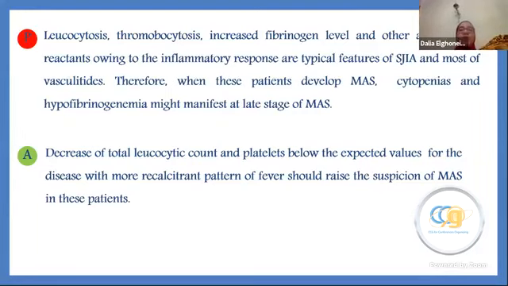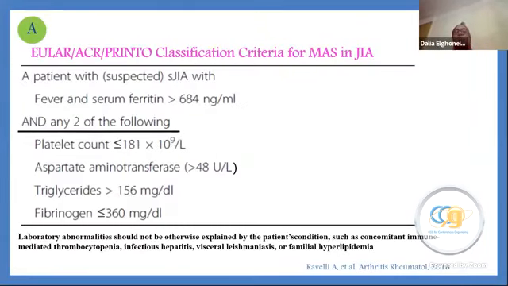There is a joint work between the EULAR, ACR, and PRINTO to put classification criteria for MAS in JIA. They suggest that if a patient is suspected of having systemic JIA, it means you exclude infection, exclude malignancy, and you find that he has persistent fever and serum ferritin exceeding 684, and any two of the following: platelet count less than 181, AST more than 48, triglycerides more than 156, and fibrinogen. They put a higher threshold than that used by the HLH 2004 classification criteria. Why? Because fibrinogen is an acute phase reactant in this disorder. We also have to exclude infectious causes or familial hyperlipidemia.